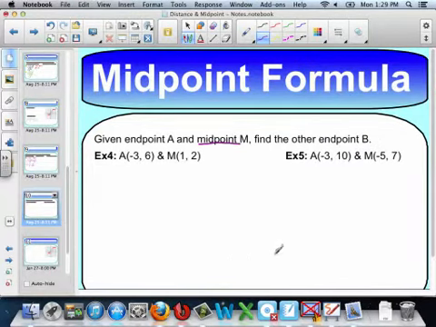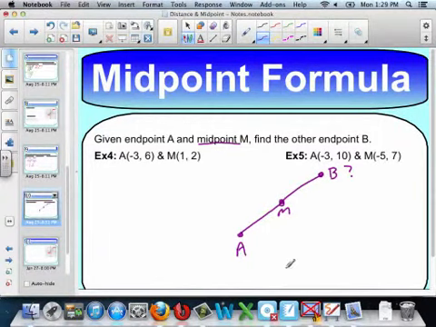Alright, so graphically, here's what we have. I have A, I have M, and the question is, what is B? This is what this question is asking you to do. If you can count, you can do this. If you can count, period, you can do these problems.